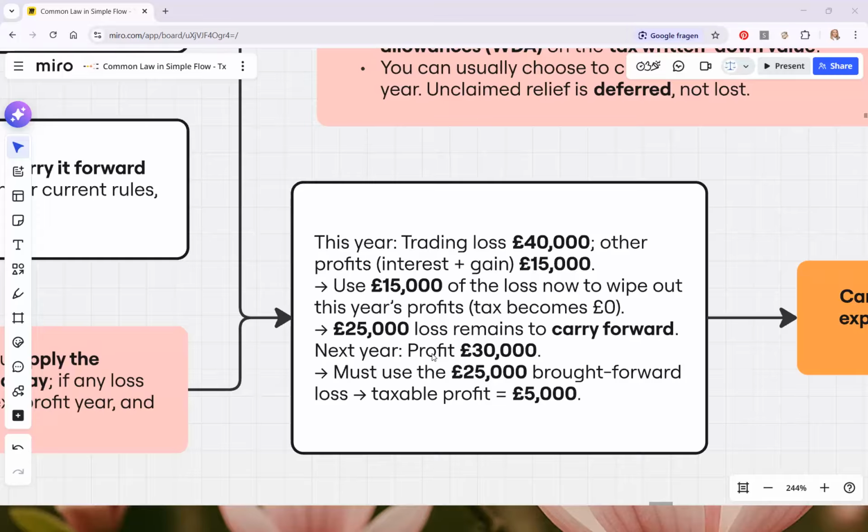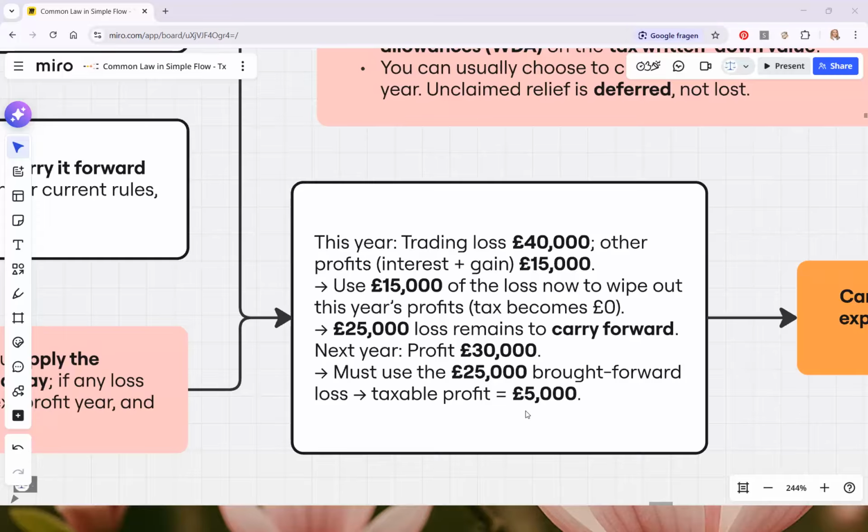So next year your profit is 30,000. You use the 25,000 which you brought forward in your loss, and you subtract 25,000 from your 30,000 profit, and at the end your taxable profit is 5,000.